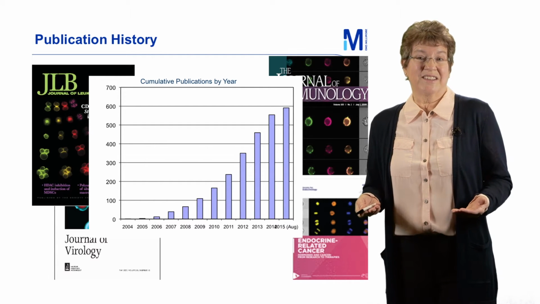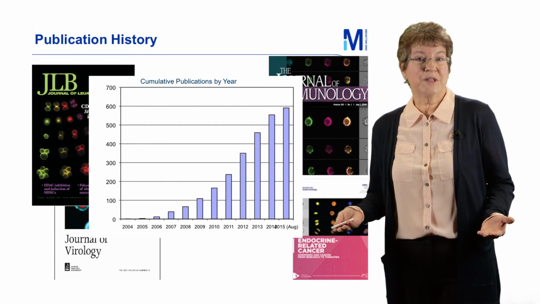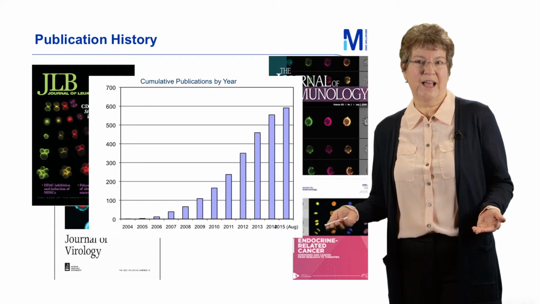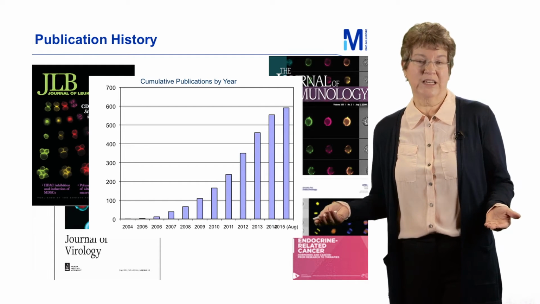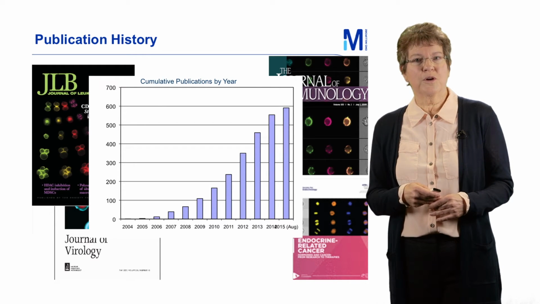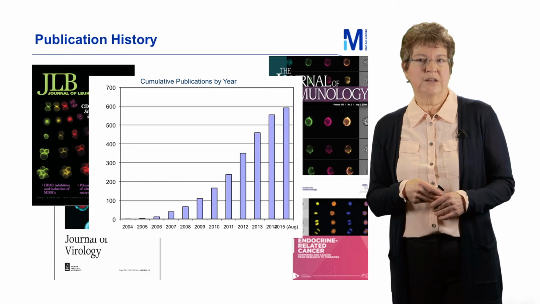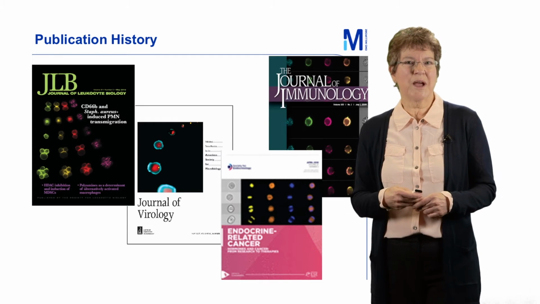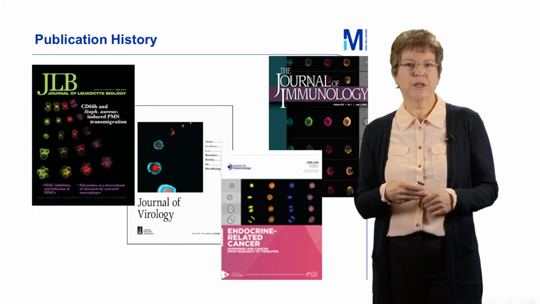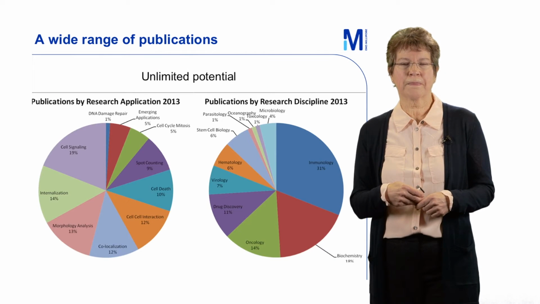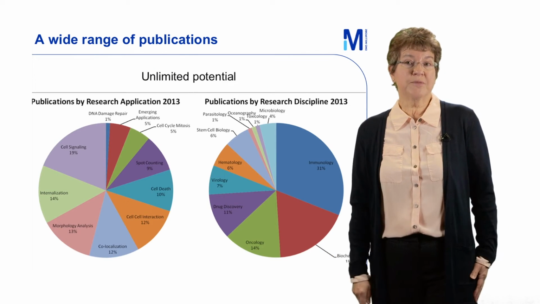Here is how people have been using these imaging flow cytometers and publishing data over the last few years, over the last 10 years. From the first publication in 2004 to this year, the number of publications has grown year over year. And in some cases, high-impact journals have chosen to put ImageStream data on the covers. There's a wide range of publications.